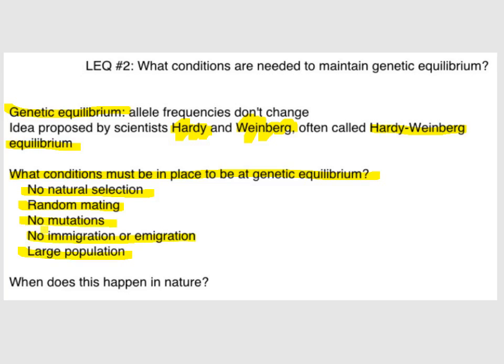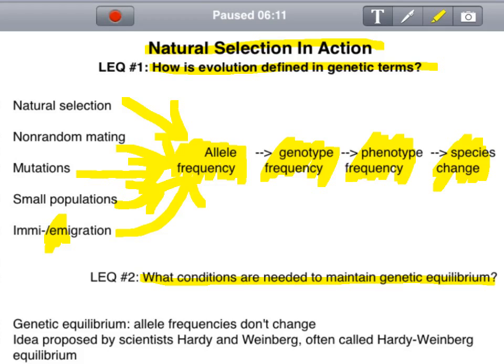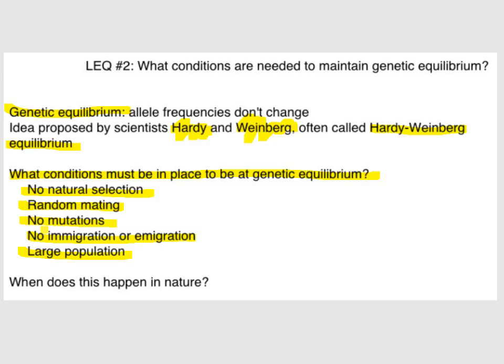large population. If you think about it, these 5 sound familiar because they're the exact opposite of the 5 that we just said cause changes in allele frequencies. So Hardy-Weinberg said basically, look, if you don't have those 5, you're not going to have evolution. So you'd be at genetic equilibrium. So the question becomes, when does this happen in nature? Well, it doesn't. And that's kind of the point. You're never going to meet all of these in a population in nature. And because of that, you're never going to be at genetic equilibrium in nature, so evolution must be occurring in nature. And in fact, we believe that it does.